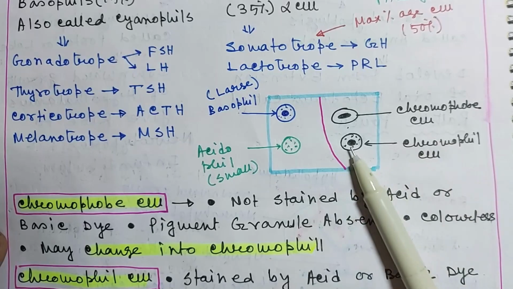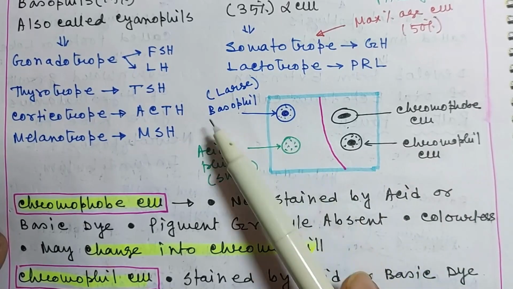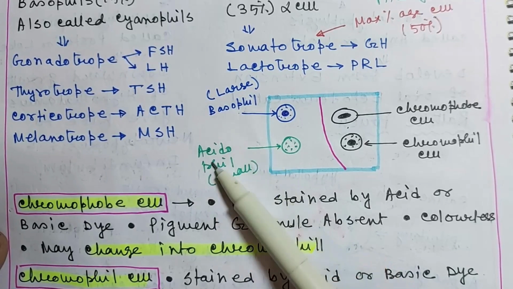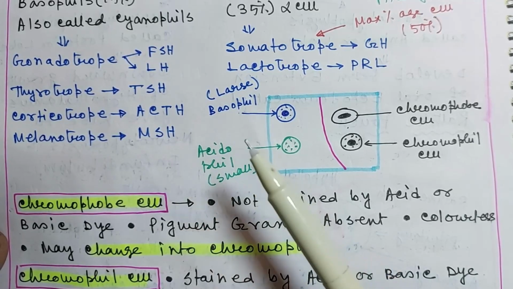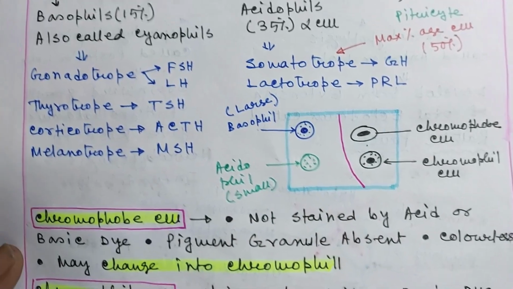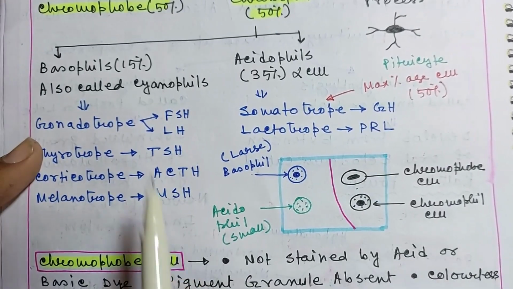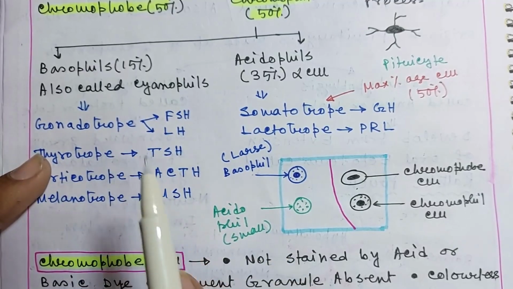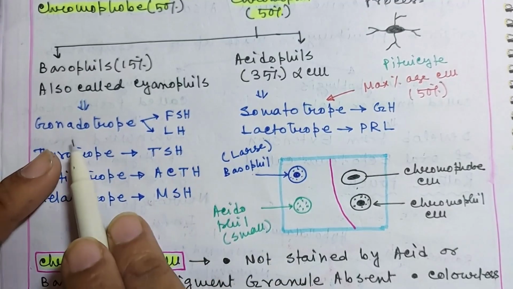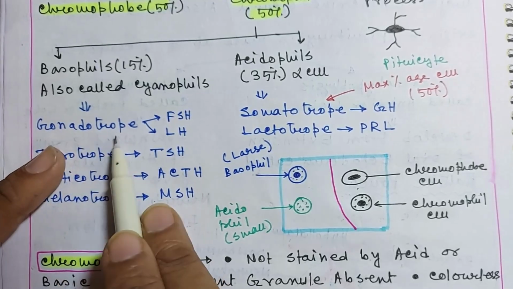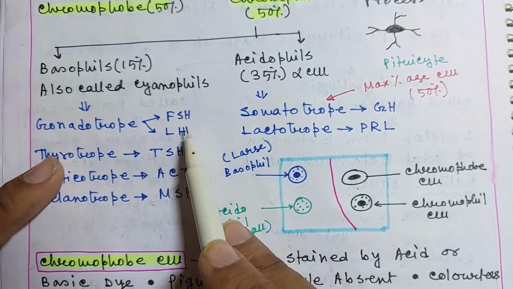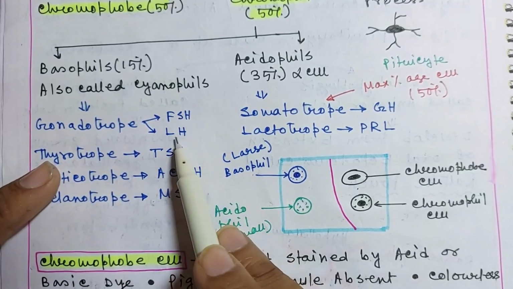And these chromophilic cells are again divided into two types, the basophilic cells and the acidophilic cells. These basophilic and acidophilic cells form the pituitary cells, or important cells of the pituitary gland. The basophilic cells are also called cyanophils, and four types of cyanophilic cells can be found in the adenohypophysis. The first type is the gonadotrope, which is responsible for secretion of the gonadotropic hormones, that is FSH and LH.